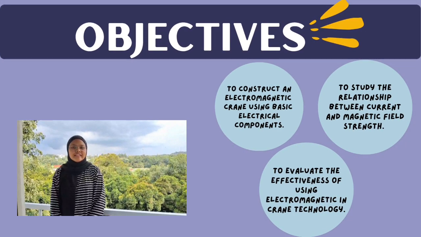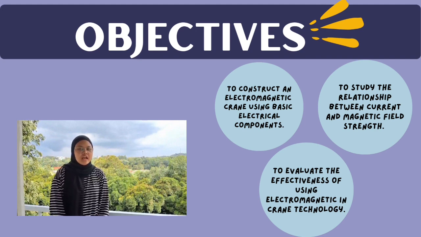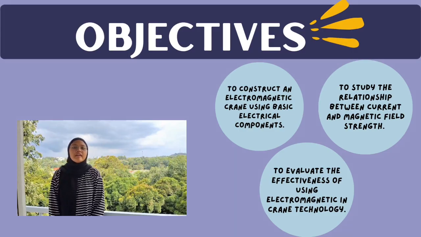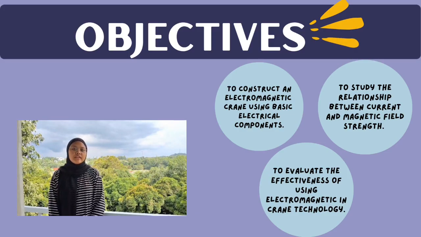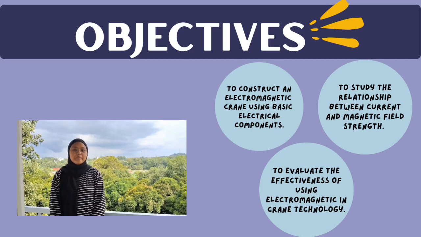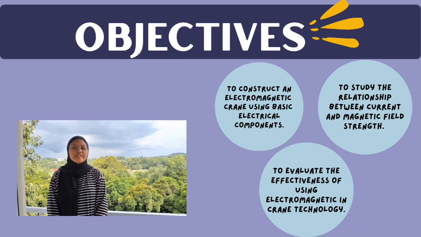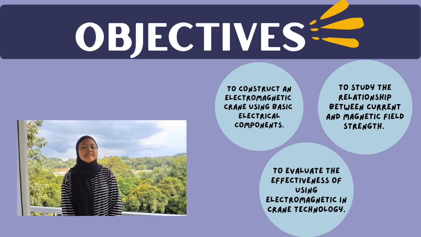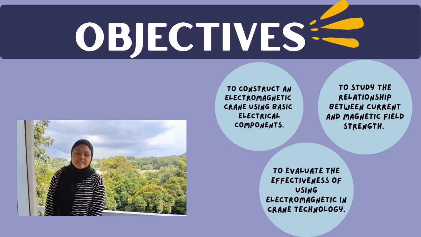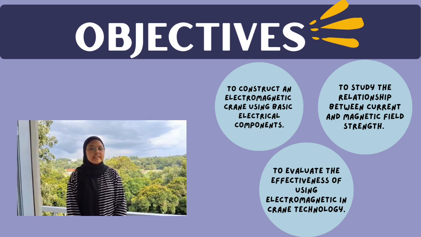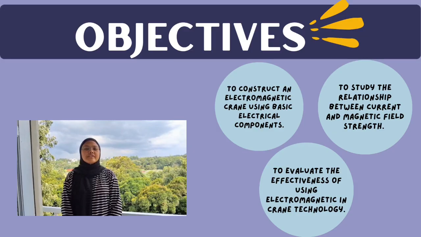The core of our presentation revolves around three key objectives, which guide our entire research and construction process. So let's move on one by one. Our first and most hands-on objective is to build a working prototype of an electromagnetic crane. We utilize basic and readily available components such as wires and a switch to demonstrate the fundamental principle of electromagnetism. This step is crucial to understand the practical challenges of assembling and ensuring that all the components work together safely and efficiently.